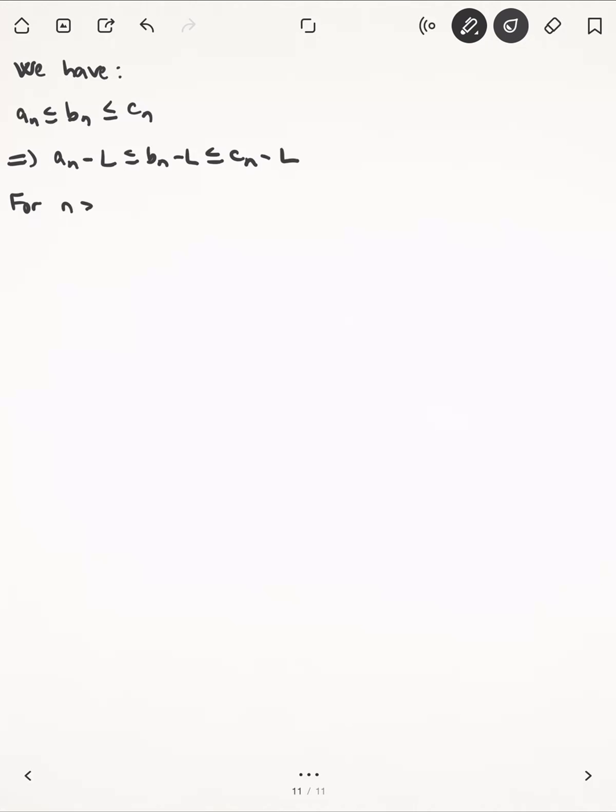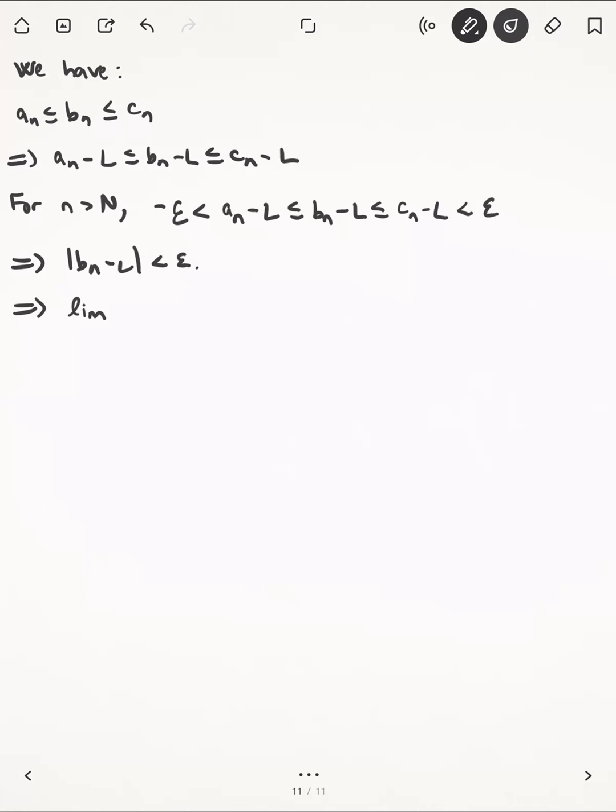When you take n to be sufficiently large, this tells us that minus epsilon is less than a sub n minus L, which is less than or equal to b sub n minus L, which is less than or equal to c sub n minus L, which is strictly less than epsilon, which gives us the beautiful result that the absolute value of b sub n minus L is less than epsilon. So the limit as n goes to infinity of b sub n equals L.